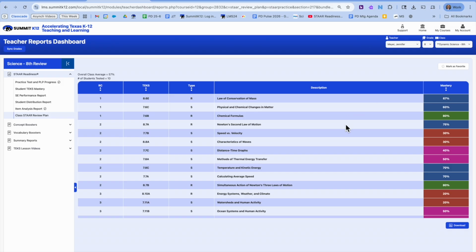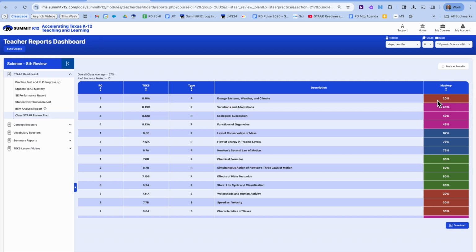I like to do two things from this page. I like to sort the mastery by clicking on the blue header mastery, and it's going to put my lowest standards at the top. Then I like to come over to the third column, or a type, readiness or supporting, and sort those so that my readiness standards are up at the top. So now I know that what's at the top of this list are the readiness standards that are going to be tested next year, and the lowest readiness standards are at the top.